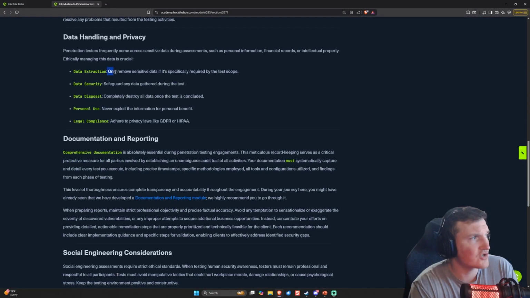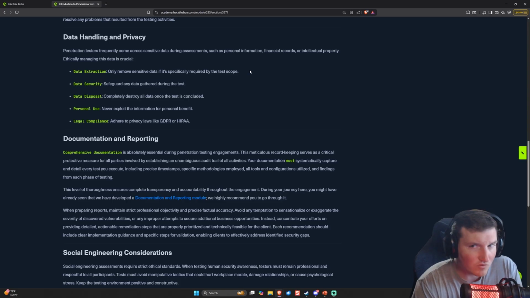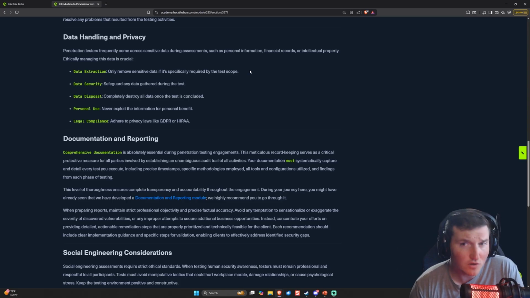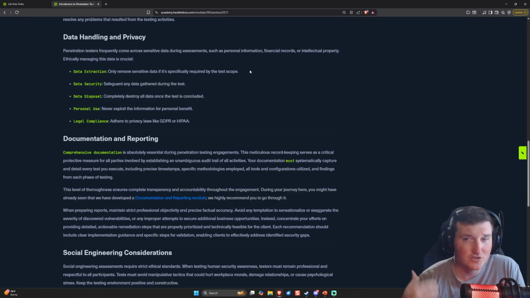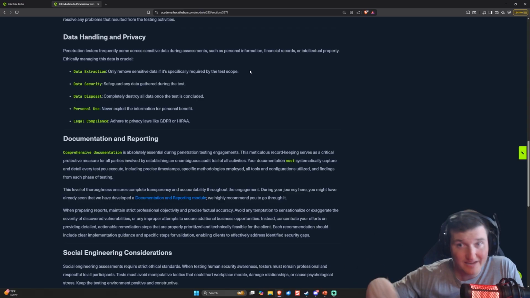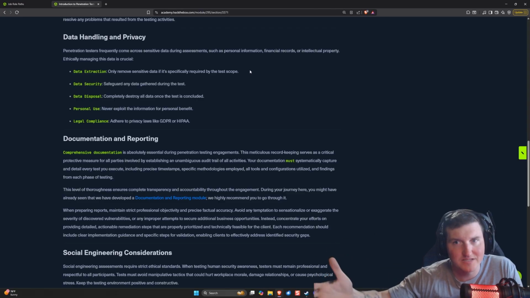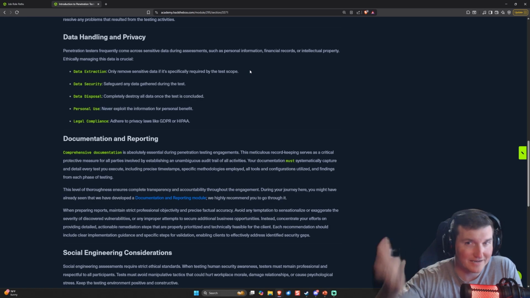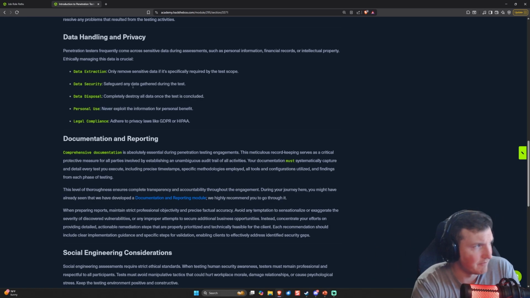Data handling, data extraction. Usually you don't remove the data. So let's say I display a password. You usually don't remove it. What you would do is hide it and then show that you could see it. An example of this would be, hey, I found a database. I have access to the database. I'm not going to list the whole database and then exfil it and give it to them, because they know what's in the database. I'm going to show a snippet and say, look, I can see everything in this database. So you don't usually need to extract the data.